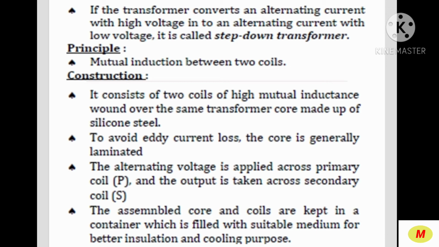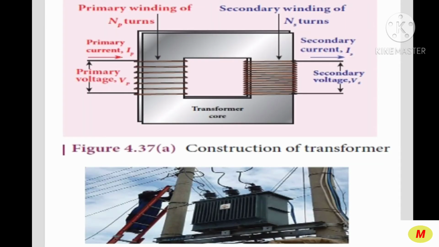Next one is about the construction of the transformer. It consists of two coils of high mutual inductance wound over the same transformer core made up of silicon steel. To avoid eddy current loss, the core is generally laminated. The alternating voltage is applied across primary coil capital P and the output is taken across the secondary coil capital S. The assembled core and the coils are kept in the container which is filled with a suitable medium for better insulation and cooling purpose.